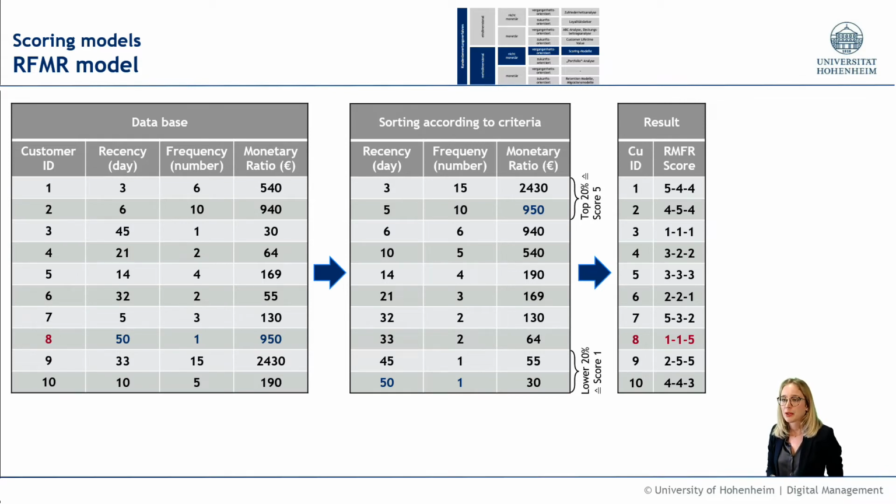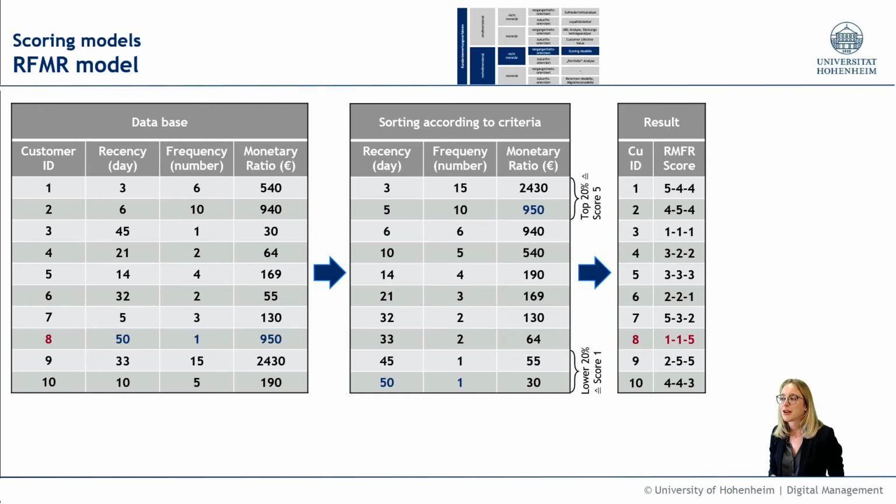So let's have a look at the customer with the ID number 8, for example. This customer has a score of 115. So this score is derived from the 3 basic criteria for the period under consideration. The recency criterion with a value of 50 means that the customer has not bought anything from the company for a long time. So the recency score here is 1 compared to the other customers here. The customer's purchase frequency was also very low. So we have a frequency score here again of 1.